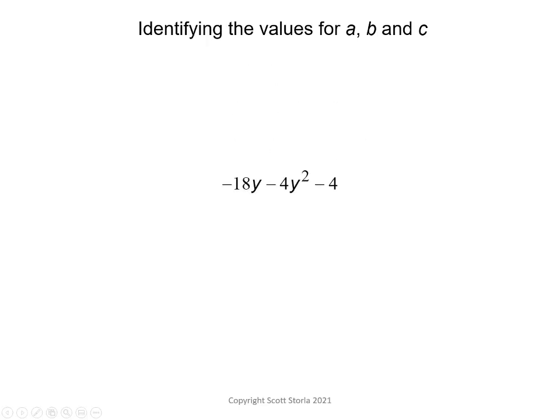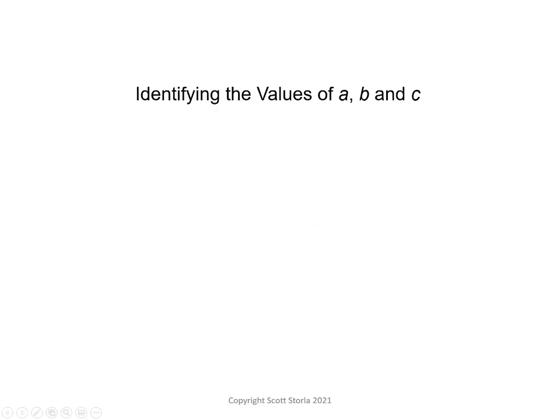And here's our last one. After writing in standard form, the value of A is -4, B is -18, and C is also -4. Well, that concludes this video where we practiced step 1 in the guess and check procedure and identified the values of A, B, and C.